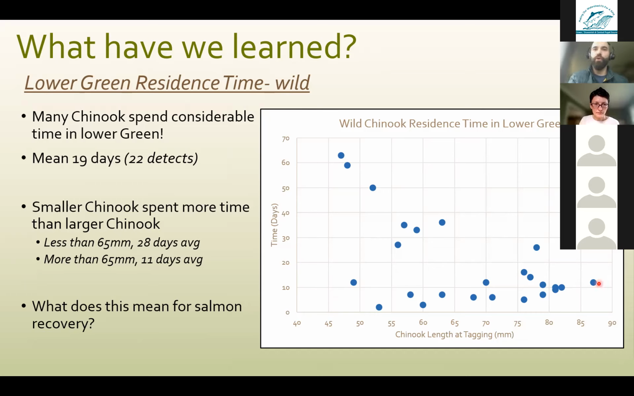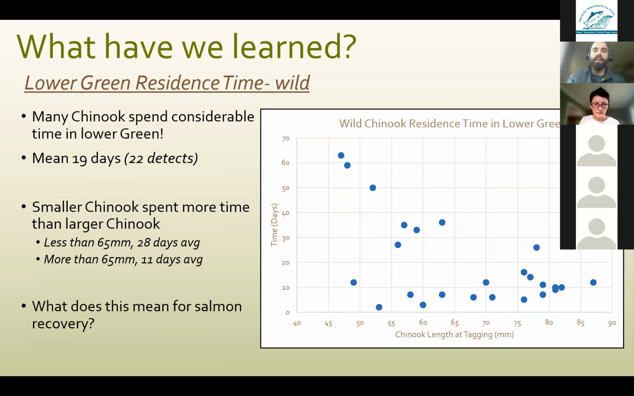You can definitely notice this kind of wedge shape here, with the smaller fish tending to stay longer than the larger fish. So if you divide this in the middle, everything less than 65 millimeters averaged about 28 days spent in the lower Green, whereas fish that are bigger than that averaged about 11. So this is huge. This is telling us that, yes, fish are definitely spending time in the lower Green, and it varies significantly. Obviously you have the two smallest fish tagged spending the longest time, but you also have fish that spend, you know, 4 days.